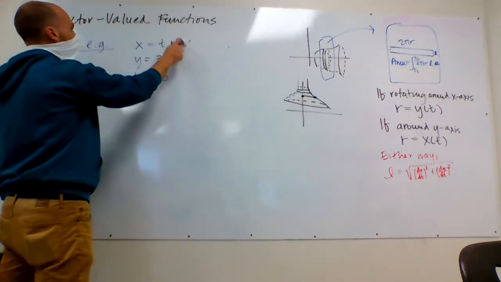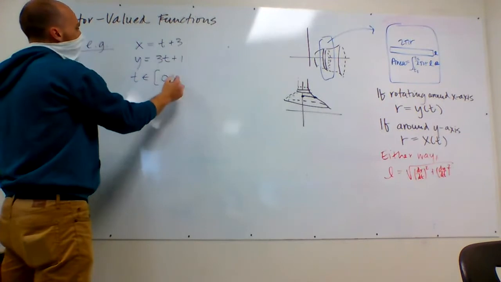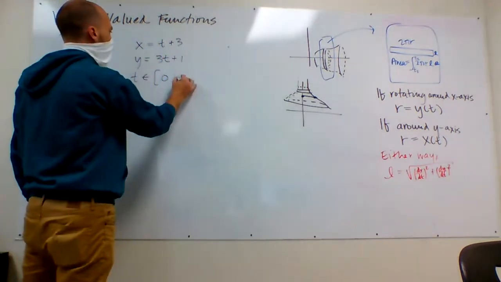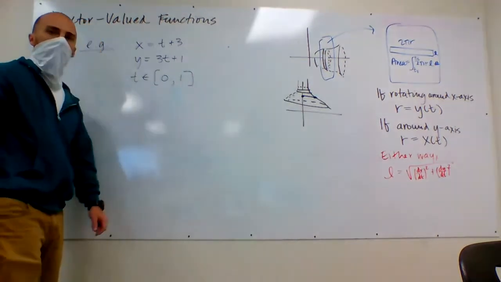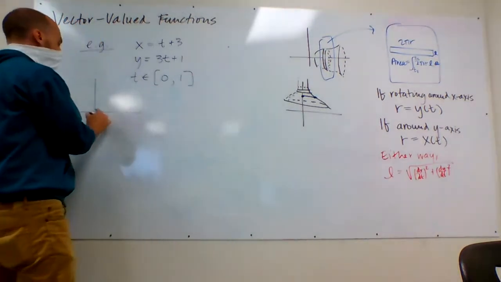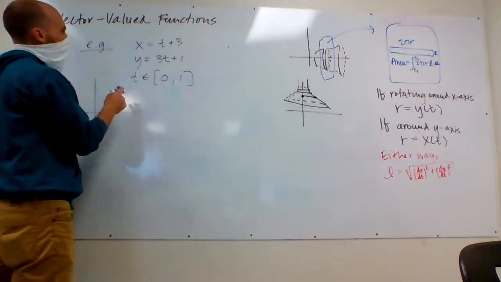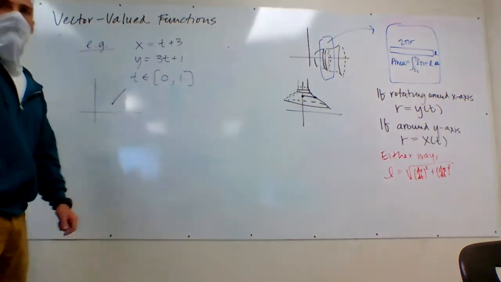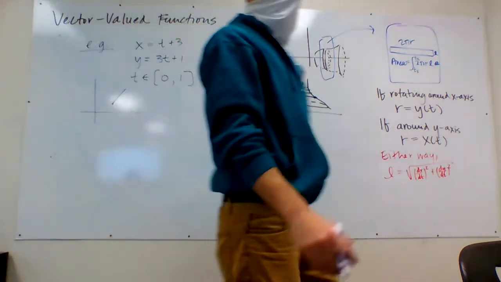So we'll start at (3, 1), and then x and y are both going to increase. Maybe I'll just let t go from 0 to 1. Okay, I can actually draw you a picture of this. It's going to start off at (3, 1) and it's going to have a slope of 3, so it'll maybe look like that.